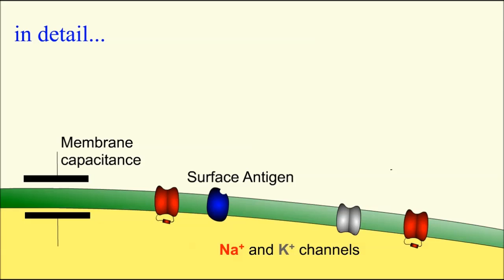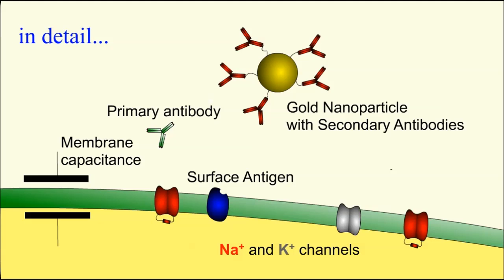First, we need a primary antibody to target the chosen surface antigen. The choice of antibody will determine the targeting specificity of the nanoparticles. Second, we need gold nanoparticles which are ligated to secondary antibodies appropriate for the chosen primary antibody.